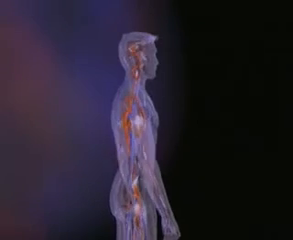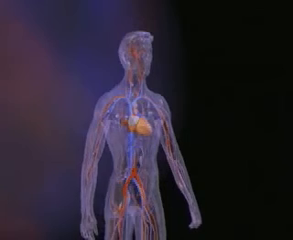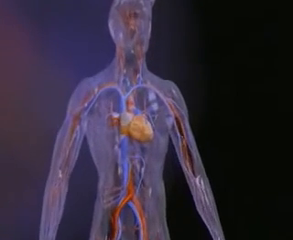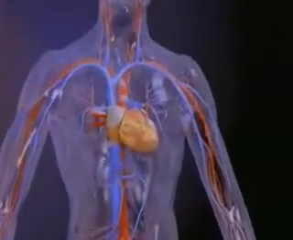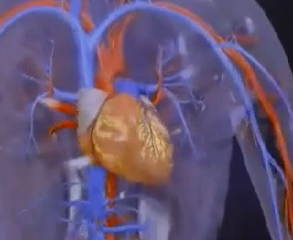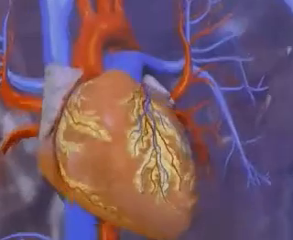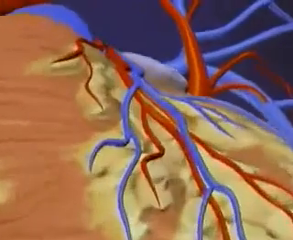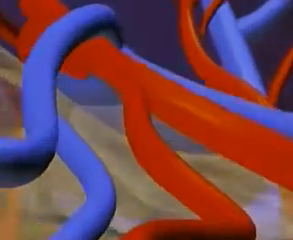Our knowledge of coronary atherosclerosis has changed dramatically in the last few years. New imaging techniques, such as intravascular ultrasound, or IVUS, have made it possible to investigate atherosclerosis in its early stages. This video is devoted to broadening your understanding of the progression of early atherosclerosis.